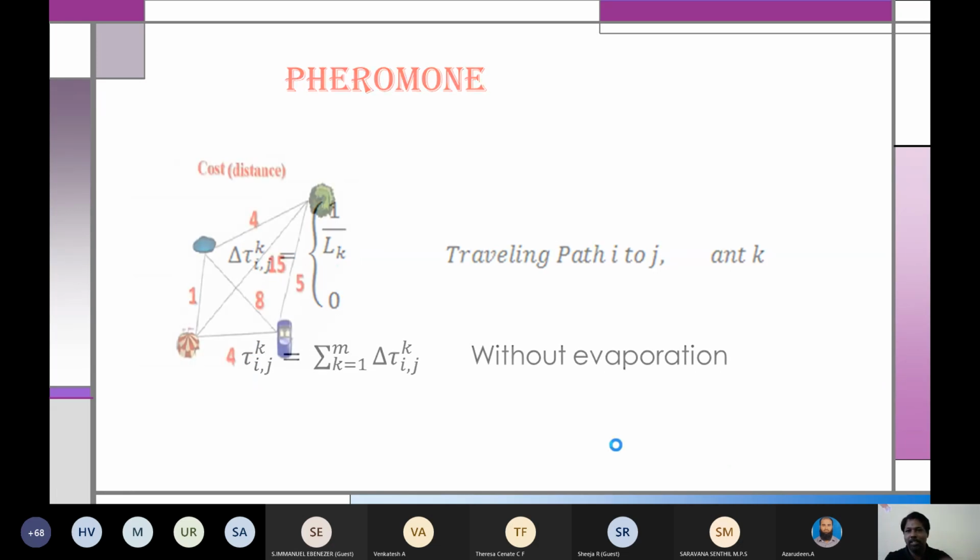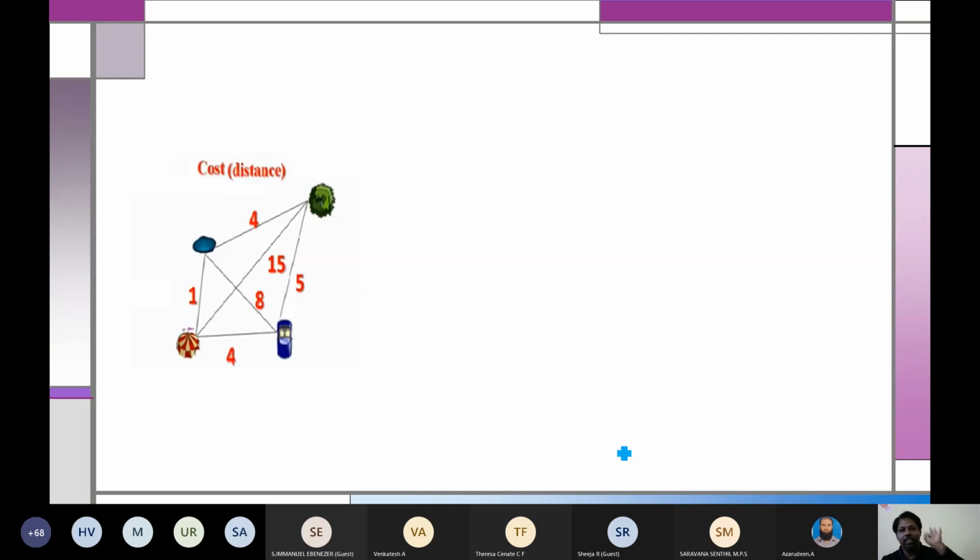Now let me tell you. So this is a cost distance. In that, I have 2 ants, so explaining with 2 is easy.